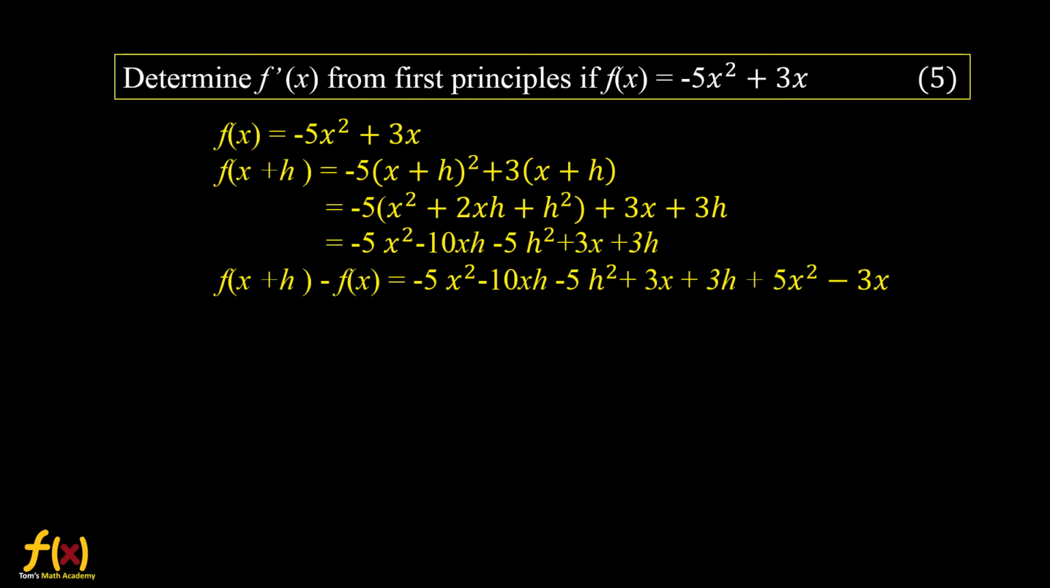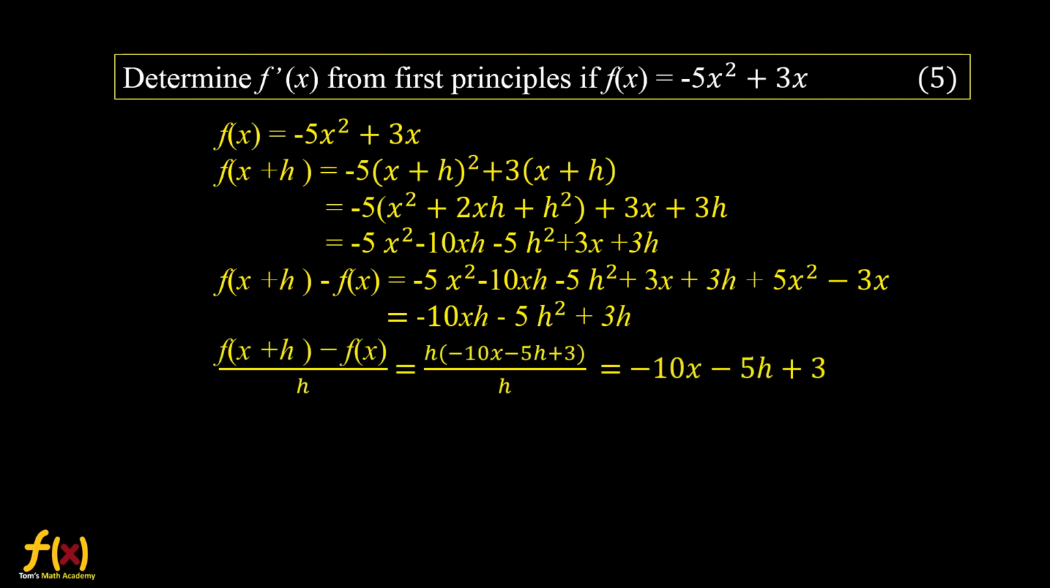Then we subtract f of x from f of x plus h. Okay, so we can check whether we can simplify, cancel some terms. Yes, minus 5x square and plus 5x square will be cancelled. Plus 3x and minus 3x will be cancelled. We are left with minus 10xh minus 5h square plus 3h, dividing by h. That is our third step. We divide, take h as a common factor and then cancel. We get minus 10x minus 5h plus 3.